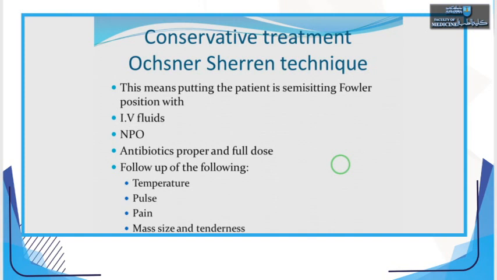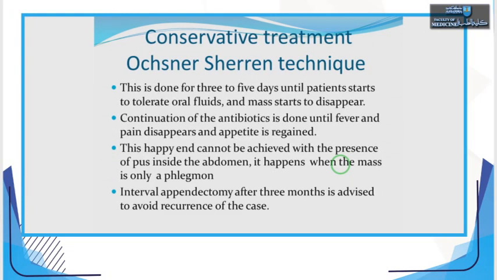You follow up the temperature, the pulse, the pain, and the mass size. If these are improving, you continue. You give them a chance of 3 days. Improving, you continue and start oral treatment. If after 3 days there is deterioration or the condition is not improving, you have to interfere surgically. This is done for 3 to 5 days until the patient starts to tolerate oral fluid and the mass starts to disappear. Continuation of the antibiotics is done until fever and pain disappear and the appetite is regained.